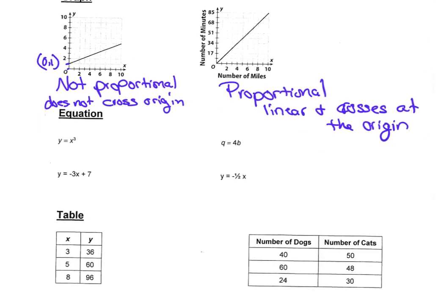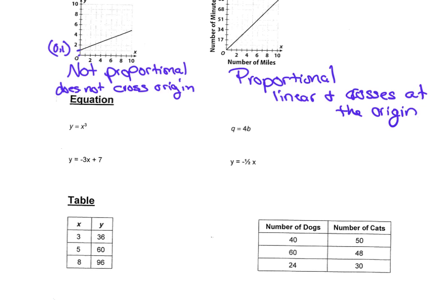That's the graphs. Now the equations, remember, if it's proportional, it needs to be in the form y equals kx or y equals mx, right? So the first one is y equals x cubed. If the power of your x is greater than 1, it's going to be non-proportional, okay? And if it has an x squared or x cubed or something like that, it's also going to be nonlinear. It's going to be a parabola. So this is going to also be not linear.